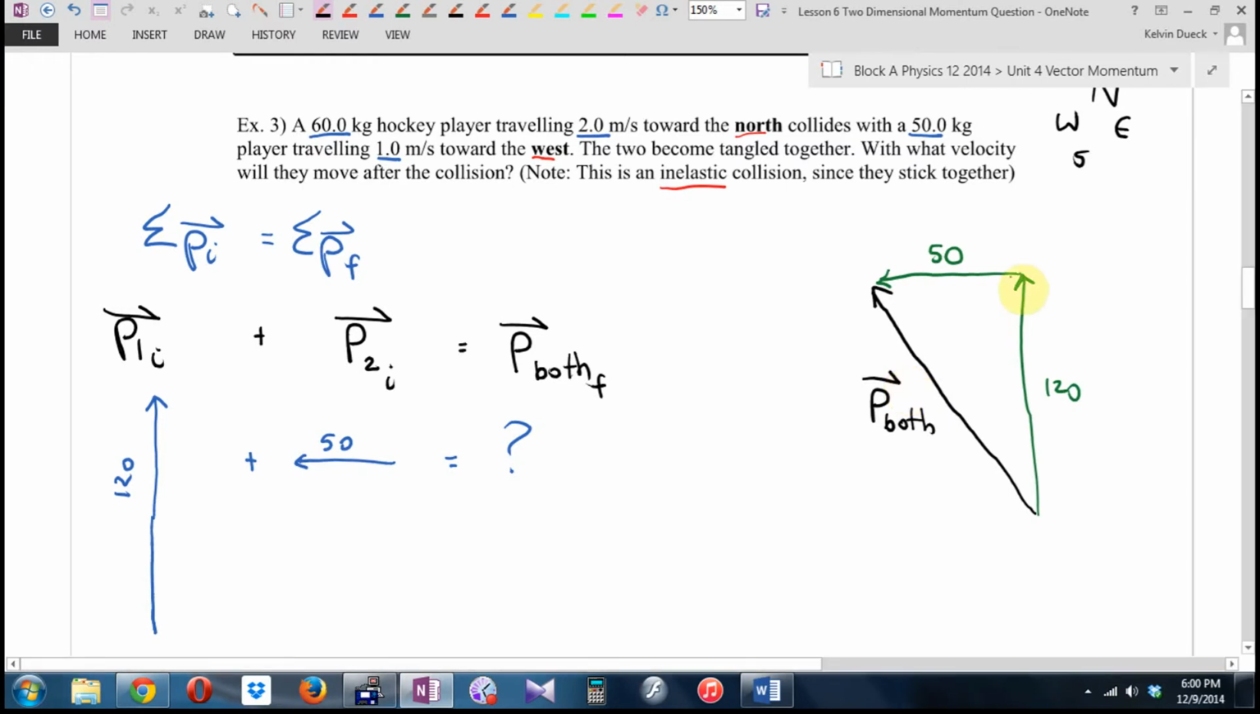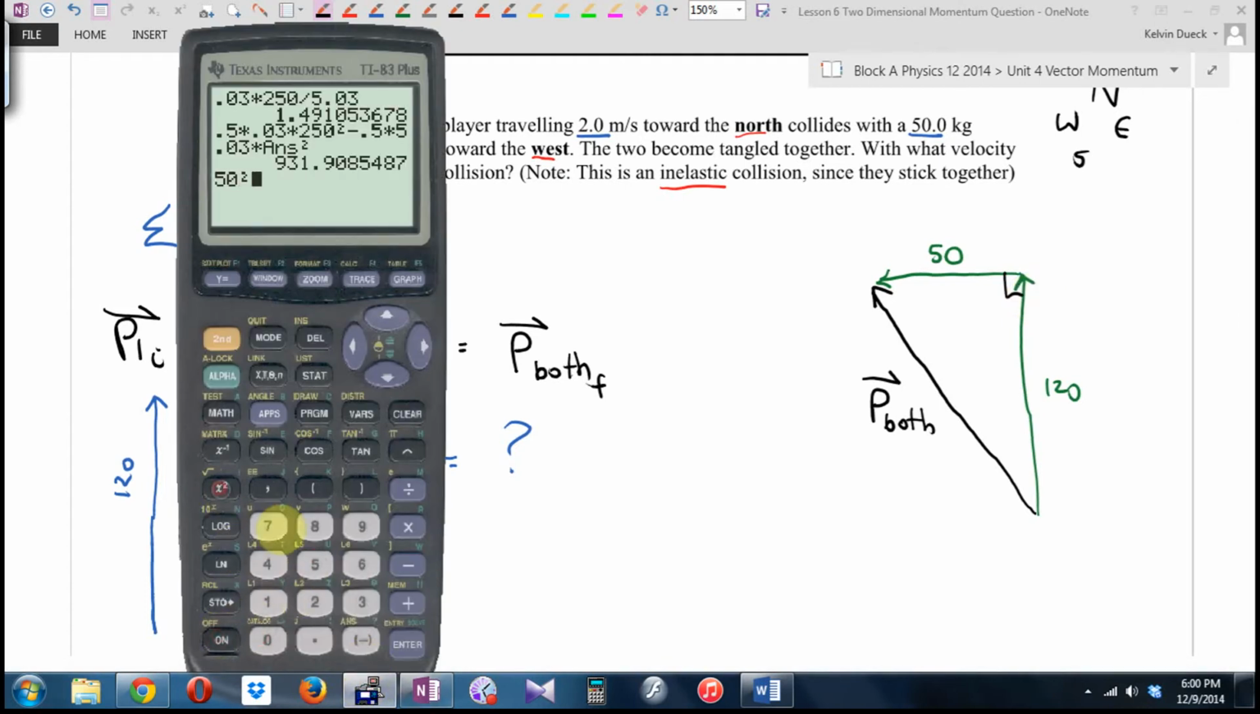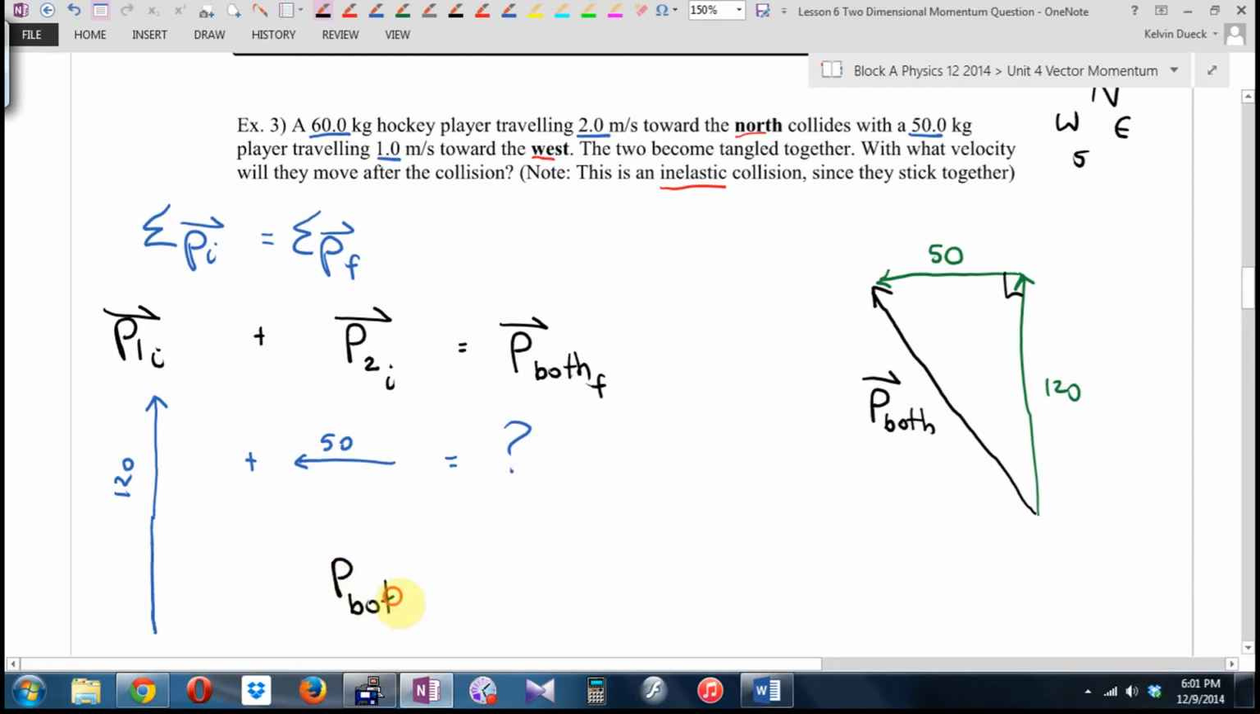How can I find out how big that is? Hey, Pythagoras. 50 squared plus 120 squared equals, this one's going to work out evenly because I cooked the numbers. I get this. The momentum of both final equals 130. But that's not what this question asked me to find. This question asked me to find velocity. Well, how are momentum and velocity related? Momentum is mass times velocity. So if I want to find the velocity, it's going to be 130, the momentum, divided by the mass of both.